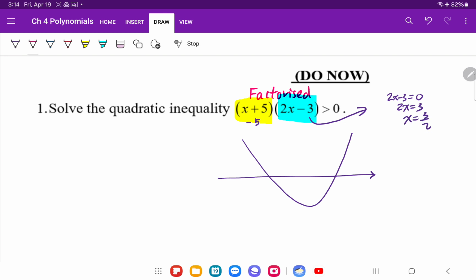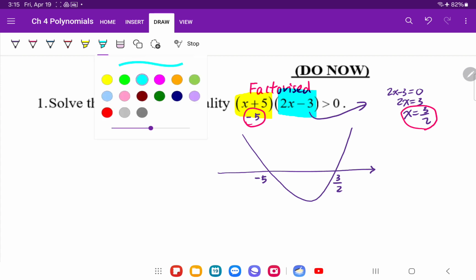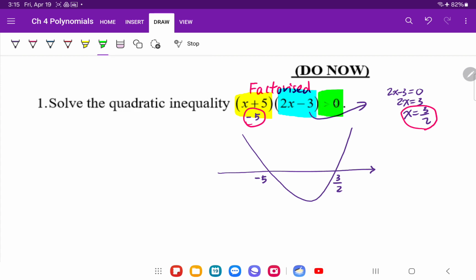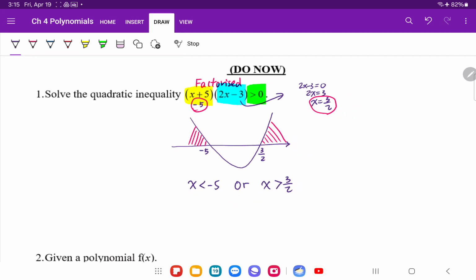Now looking at these two values, -5 and 3 over 2, on the number line, -5 is on the left side. So please put -5 on the left and then 3 over 2 on the right. Okay, next, we will consider the sign. More than 0 means we will shade the right side and the left side. Now as a combination answer, x is greater than 3 over 2 for the one on the right, or x is less than -5 on the left. Okay, this is to prepare you for WA2.